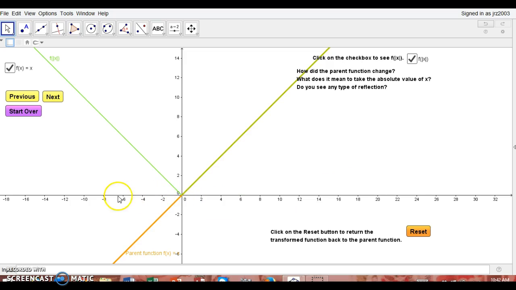But to the left of the y-axis, well, now that side changed because when you plug in a negative x and you take its absolute value, it's going to match what we get when we plug in a positive x. And hopefully they'll notice that this part is reflected over the y-axis.